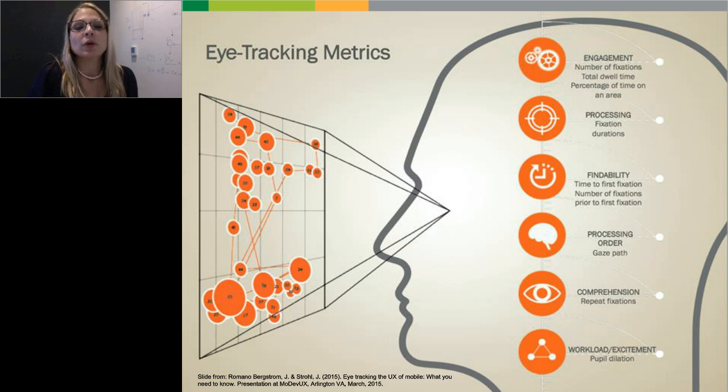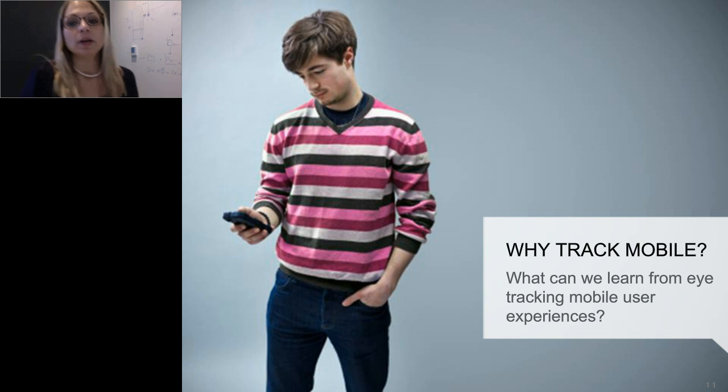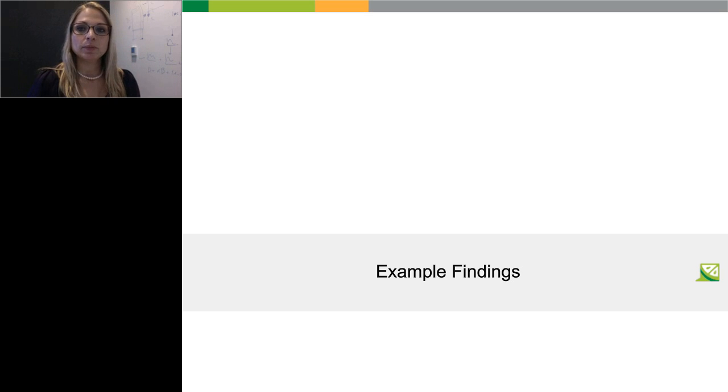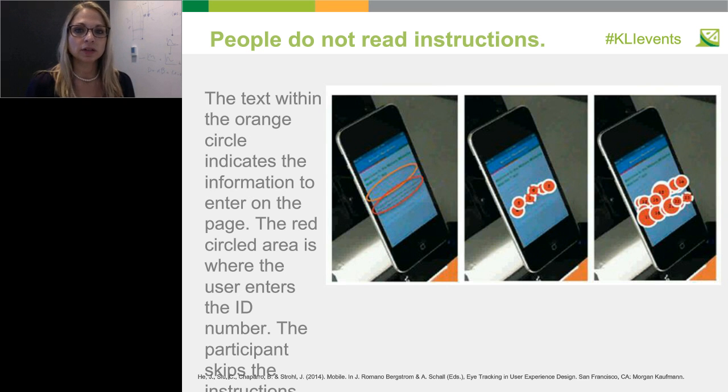So why is this important? What can we learn from using eye tracking when we're evaluating mobile user experiences? I'm going to share some findings here before I turn it over to Andrew, and he will share some findings as well. So one thing that we have seen over and over is that people do not read. We know this from desktop, and we know it now in mobile as well. Designers try to fit a lot into those small screens, and we still are in the habit of trying to give people instructions on how to use our products.